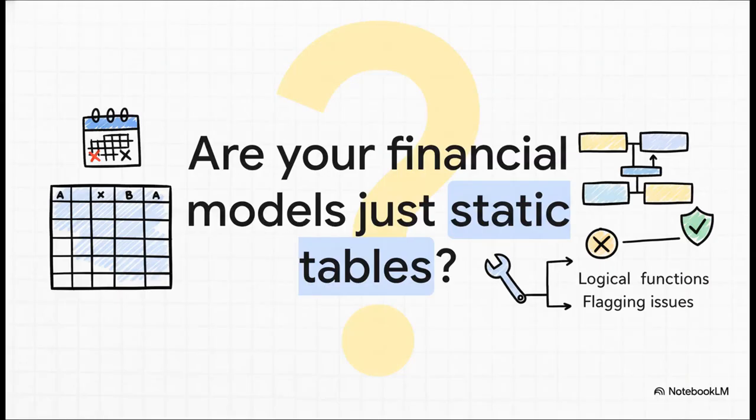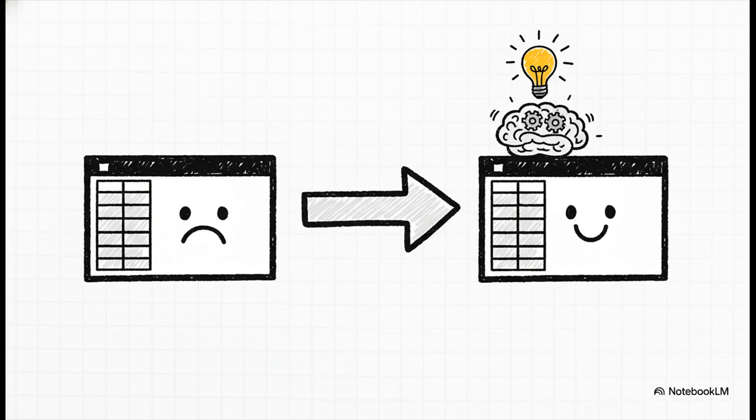So let me ask you this. Are your financial models kind of just static tables full of numbers? Do you find yourself manually going through and checking for things like covenant breaches or flagging problems every single time an input changes? Yeah, if that sounds familiar, you're in the right place. We're about to fix that. Today, we are going to teach our models how to think, how to react, and how to make decisions all by themselves.